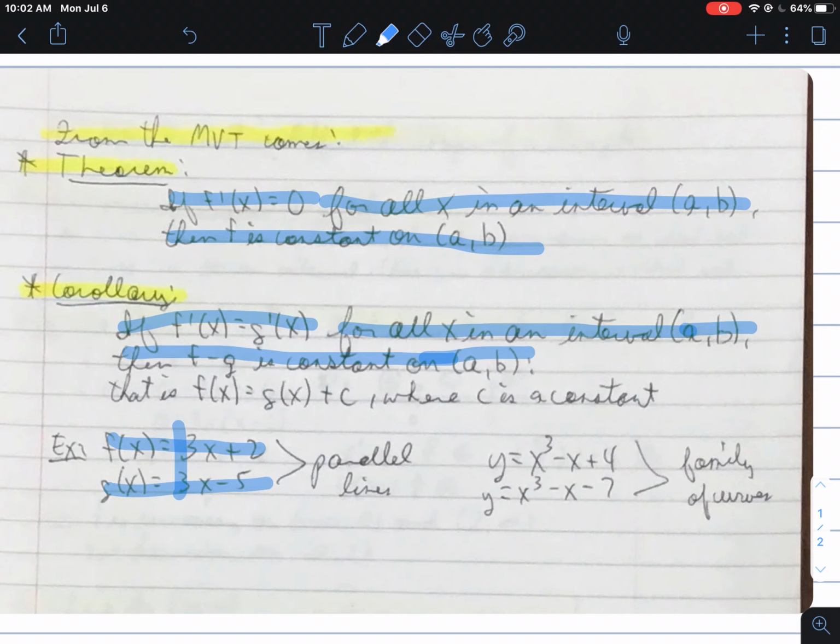We call them families of functions or families of curves. So a curve like y equals x cubed minus x plus 4, and y equals x cubed minus x minus 7. Notice the only difference between the two is the constant, right? So in other words, you should be able to take your function f of x and express it in the form of g of x plus a constant.